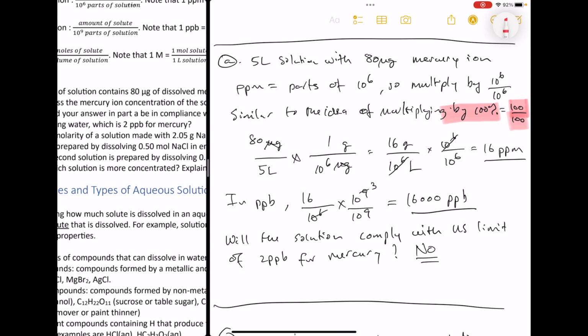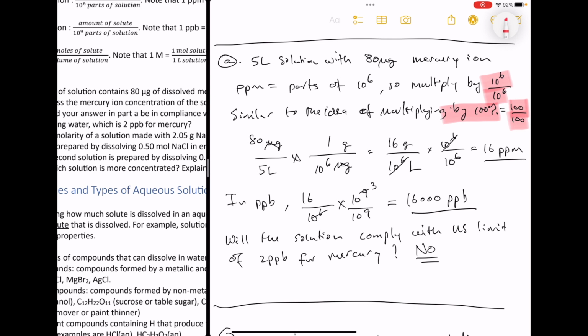So 100 over 100 is just equal to 1. So if I want to convert to parts per million, in this case, I need to multiply it by 1,000,000 over 1,000,000 to make sure that it's converted into that unit. Now, 1,000,000 over 1,000,000 again is 1, which is just 10 to the 6 over 10 to the 6. And that's what I'm going to do here.